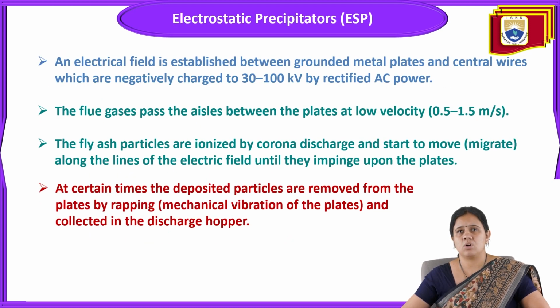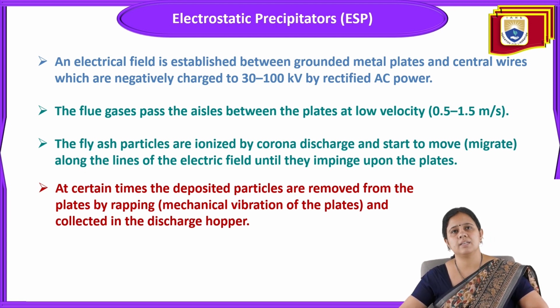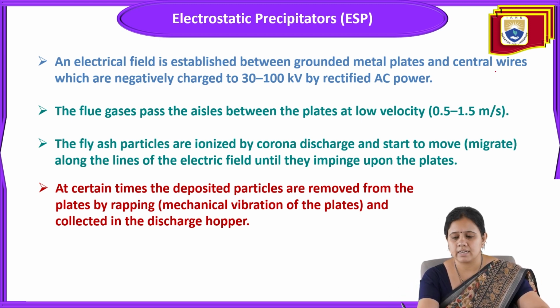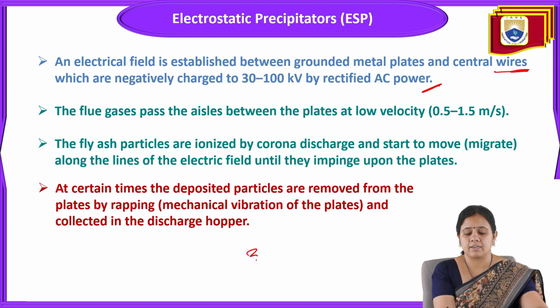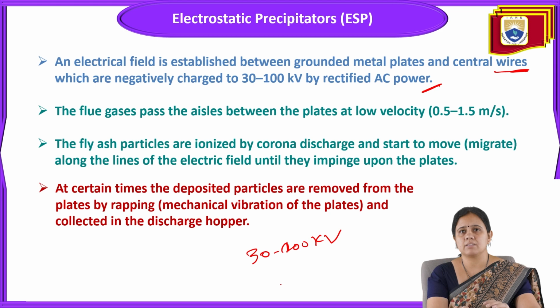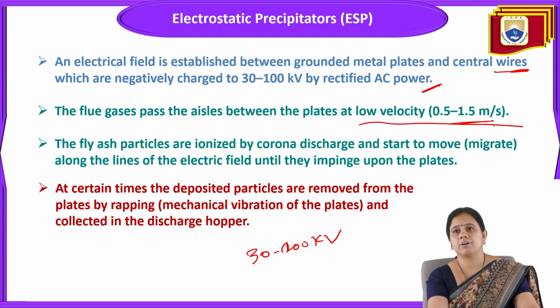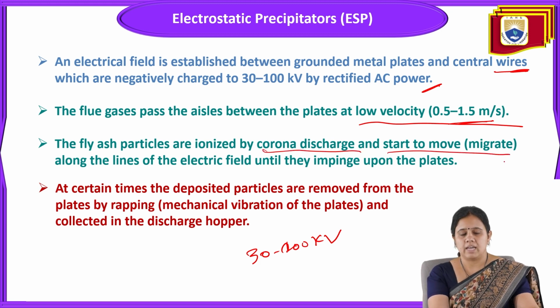The next device is called the ESP, electrostatic precipitator. So what is this? An electrical field is established between the grounded metal plates and the central wires, which are negatively charged to 30 to 100 kV by rectified AC power. The flue gases pass through the aisle between the plates at a very low velocity, 0.5 to 1.5 meters per second. The fly ash particles are ionized by the corona discharge and start to move along the lines of the electric field until they impinge upon the plates.